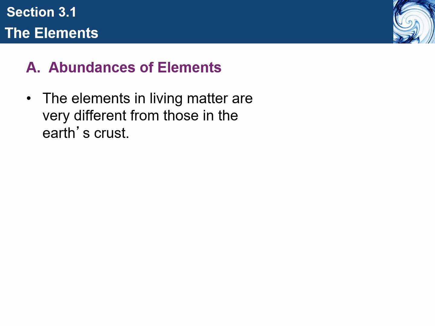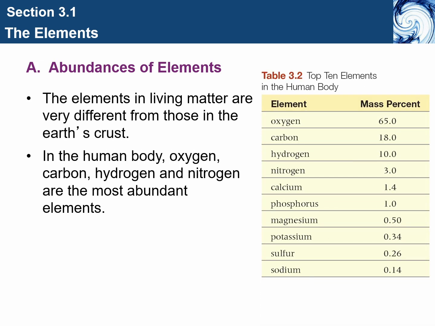Abundances again. The elements found in living matter are present in very different proportions than what we find in Earth. I don't know if you guys know this, but you really don't have much silicon. In the human body, oxygen, carbon, and hydrogen, followed by nitrogen, are the most abundant elements. According to our table, oxygen accounts for about 65%, while carbon is about 18%, hydrogen 10%, nitrogen 3%. Calcium and phosphorus are also extremely important, and then we have magnesium, potassium, sulfur, and sodium.